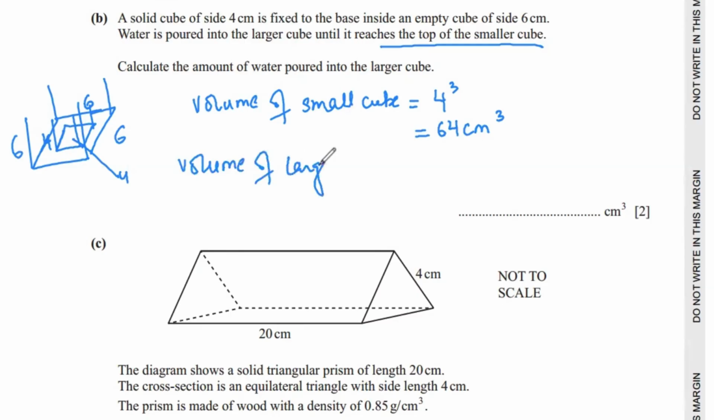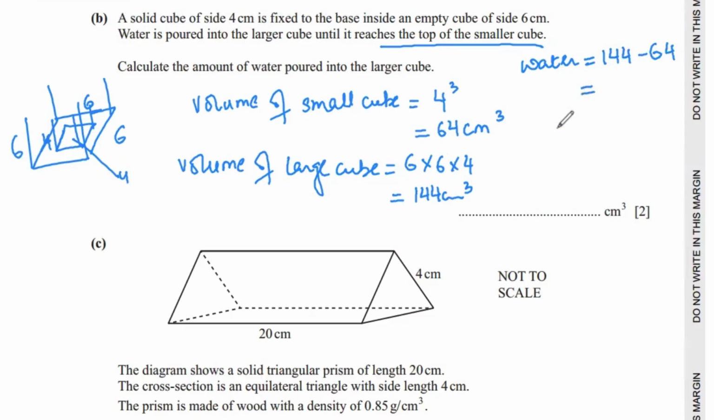in the volume of the large cube, we're going to do 6 times 6, but times 4. Now that gives us 144. So to calculate the amount of water poured, we find the difference of these two. 144 minus 64, and that gives us 80 centimeter cubed.